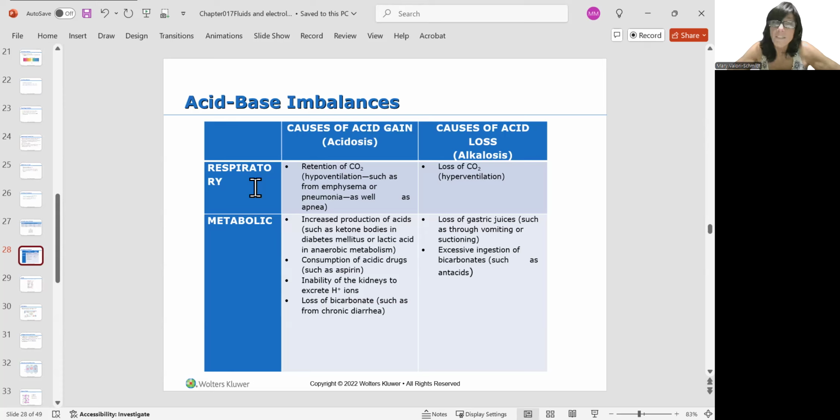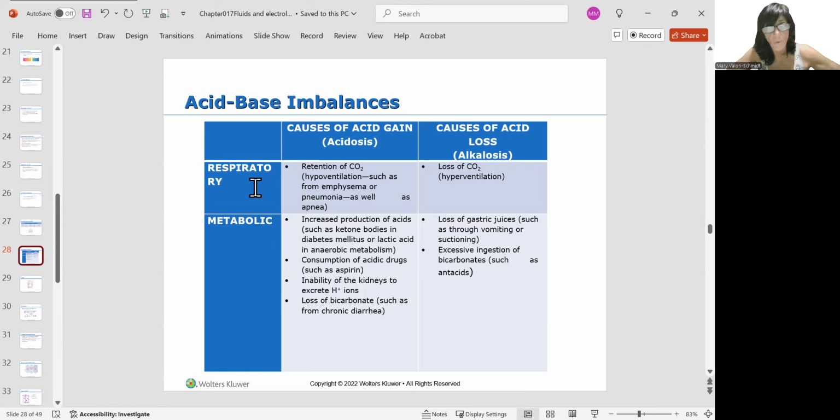Metabolically, the most common reason for metabolic acidosis is diabetic ketoacidosis. And that's a long story that we'll get to when we get to the endocrine system. Also, some drugs, if you take too many aspirin, which is very acidic, that can mess with the acid-base balance. And if you have chronic diarrhea, and it has to be for a while, you lose a lot of bicarbonate that way, and that can cause a metabolic acidosis.